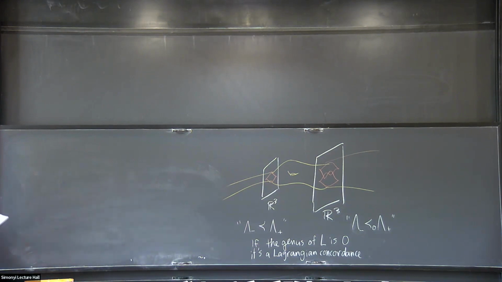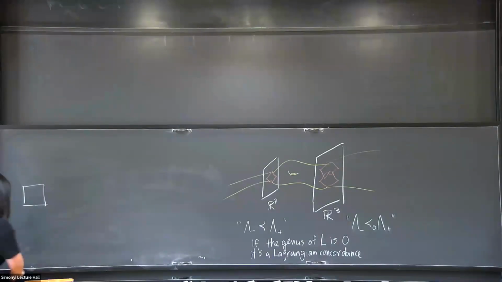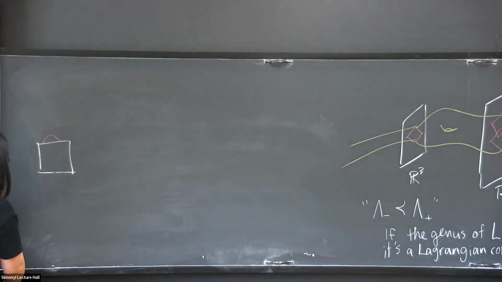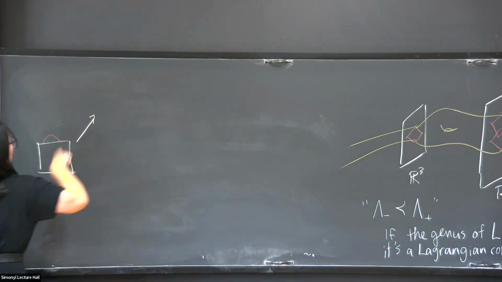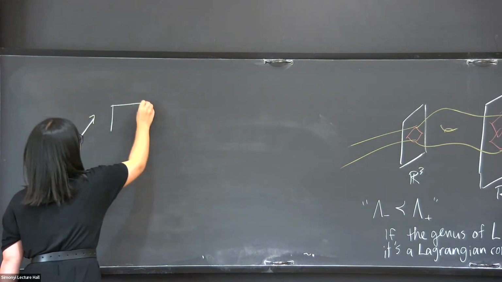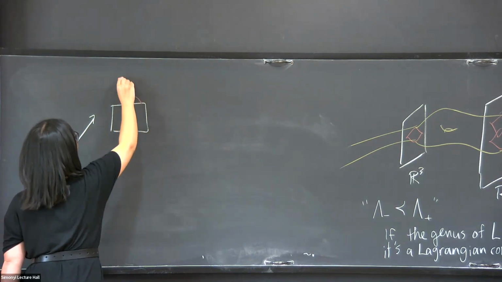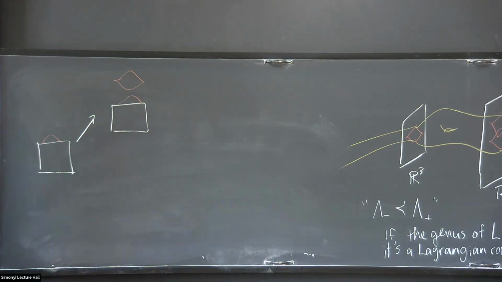Okay, so if I don't require this, then I'm allowed to do the following, right? I can have some Legendrian knot here with some strand sticking out here, and I can construct a Lagrangian cobordism from this to this guy by just doing a simple birth move, right?